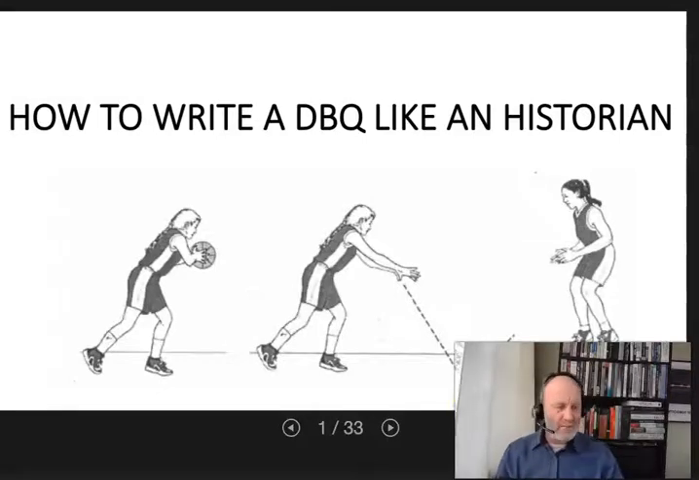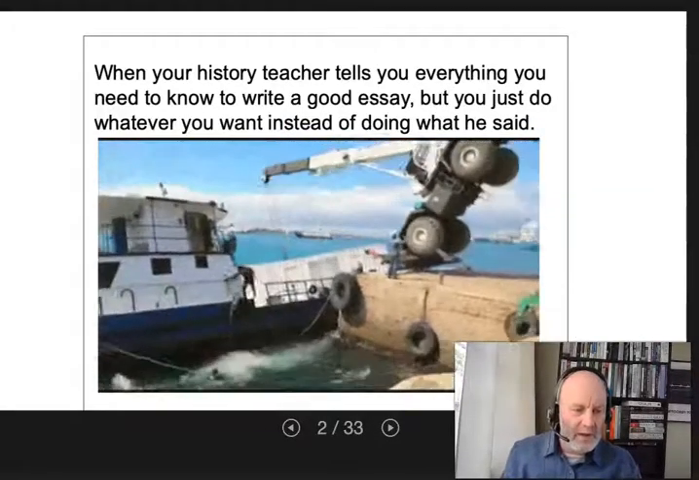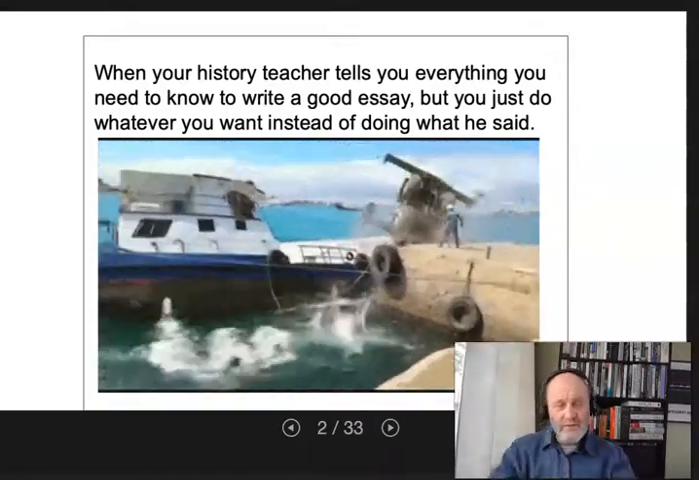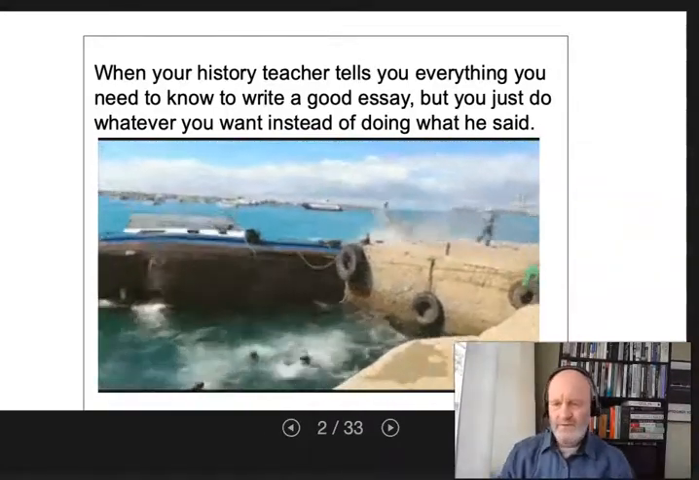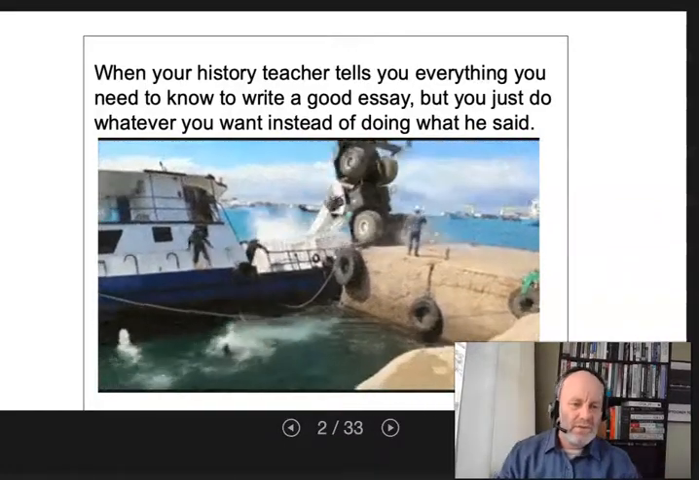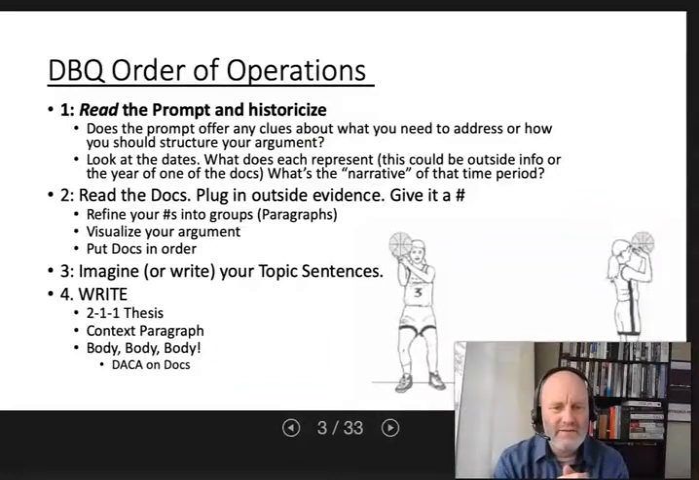Okay, so I've gone over this ad nauseum, really. But as the meme suggests, I would advise you to follow these steps in writing your DBQ because it'll be a good DBQ. And you're familiar with this order of operations. Read the prompt, you read, historicize, look at the prompt, look for clues, right?